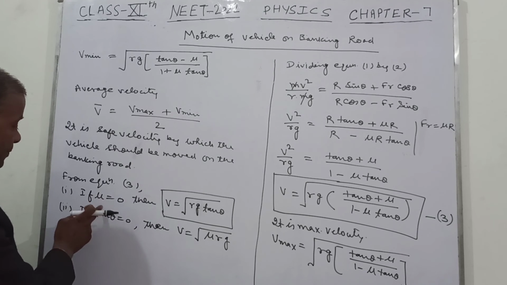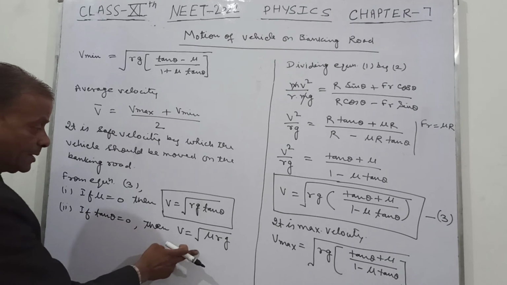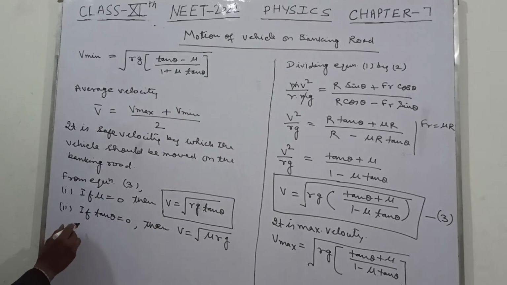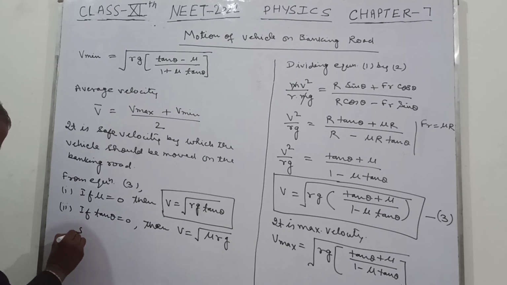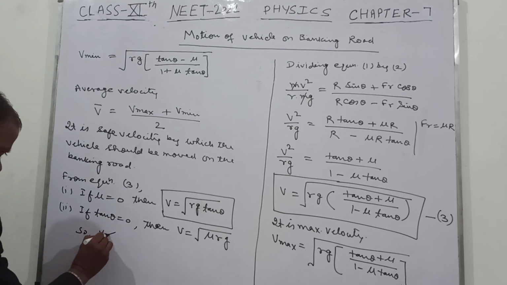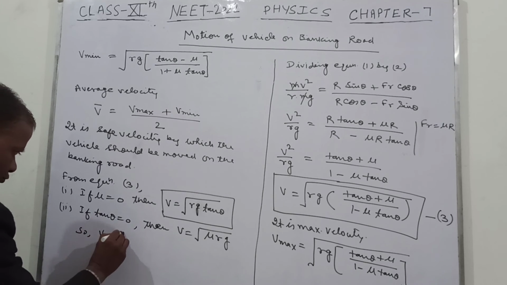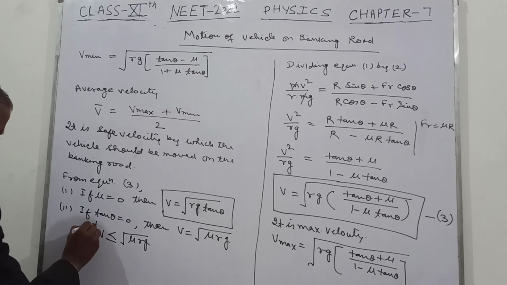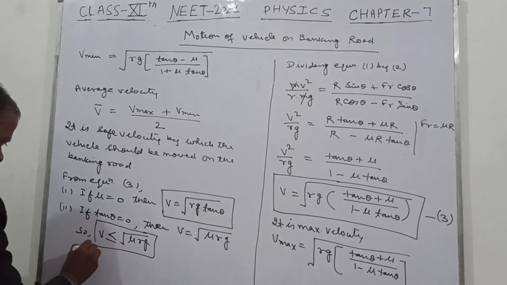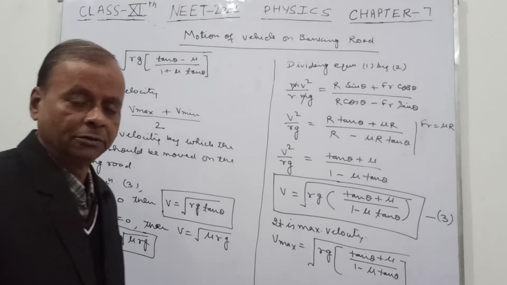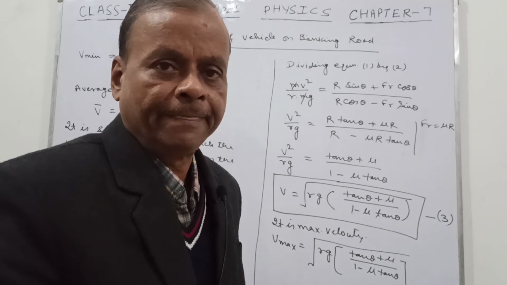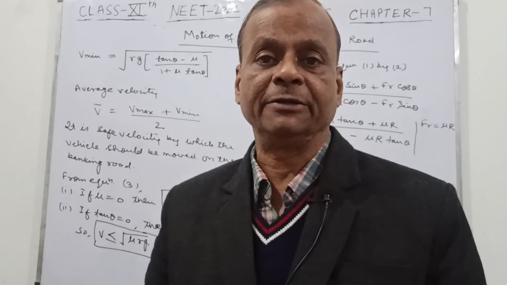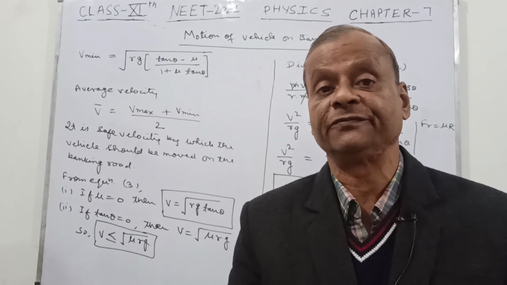So when you are given the plane road, then the velocity must be equal to this or less than this. So v should be less than or equal to square root of mu rg. This is the required condition for safe moving on the banking road. Though this is part of circular motion, I have told you here because we are concerned with friction.